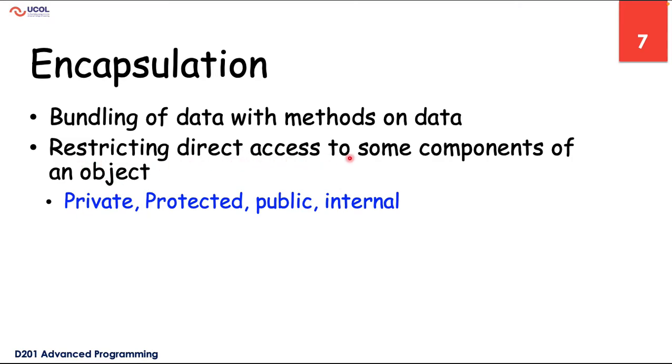Restricting the direct access to some of the components of an object, we can say private, protected, public, internal. Public is accessible by all, private means only the class itself can access it. Internal means that within the package the different classes which are present can access it. Protected means only the child classes can access it.